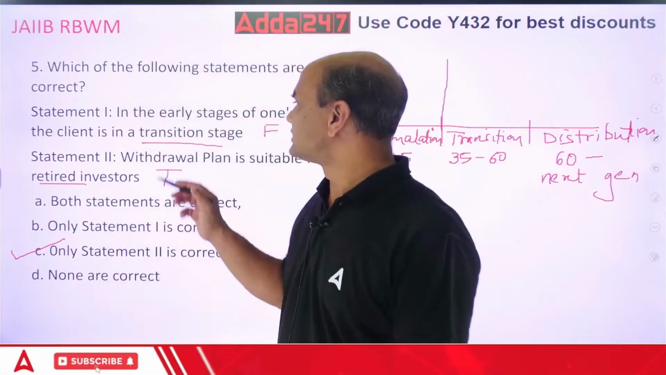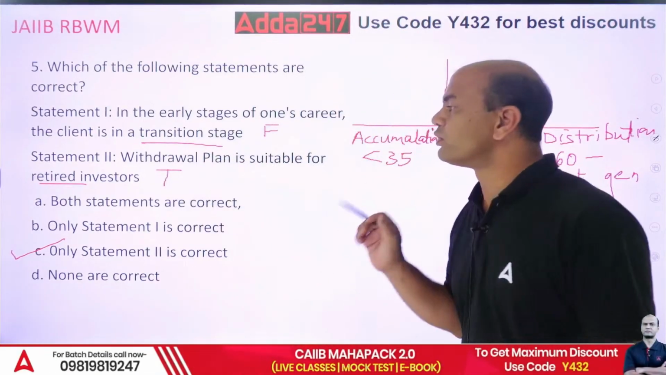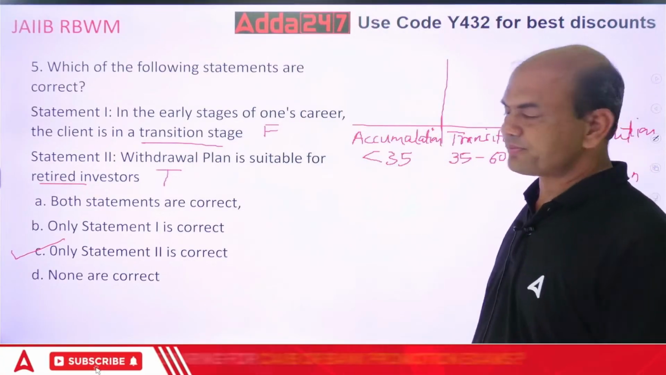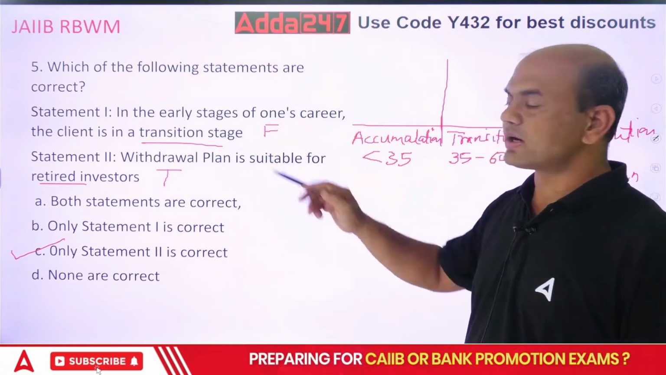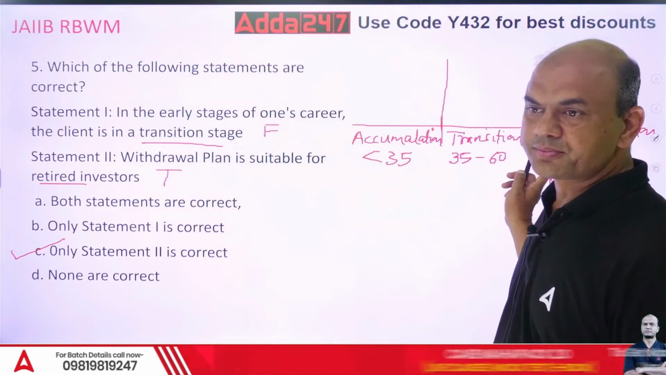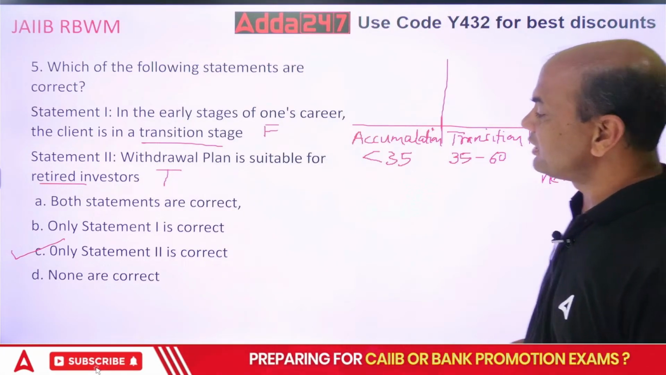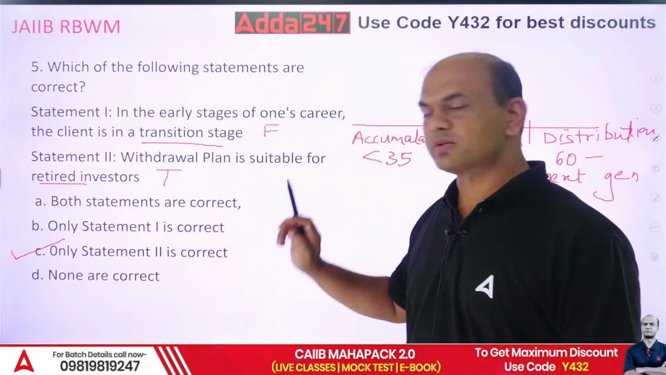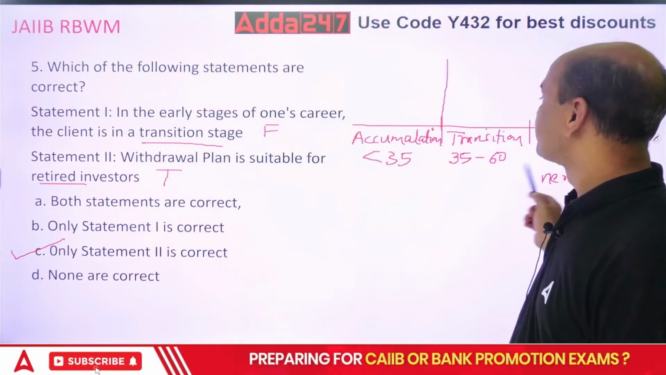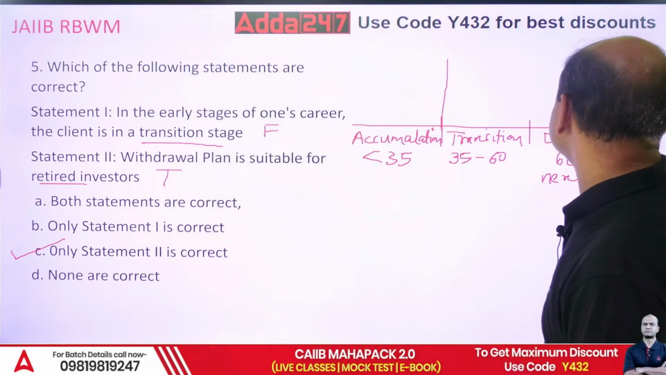So as per this, in early stages of one's career, the client is in the transition phase. Is it so? No, that is false. The client is in the accumulation phase. Withdrawal plan is suitable for retired investors. So that is true. Retired investor means distribution phase. This person requires money. So only statement 2 is correct. Statement 1 is wrong over here. Got it? So these phases are very important. The concept is also important, always remember: accumulation, transition and distribution.